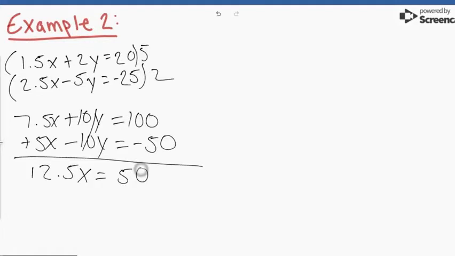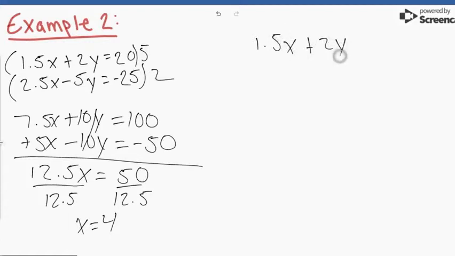Now we are going to solve for x. We're going to divide by 12.5 on each side, which gives you x equals 4. And now we move on to step 4, which is plugging in the x value. In this example, I'm going to use the equation 1.5x plus 2y equals 20. So now we're just going to plug in 4, which is 1.5 times 4.